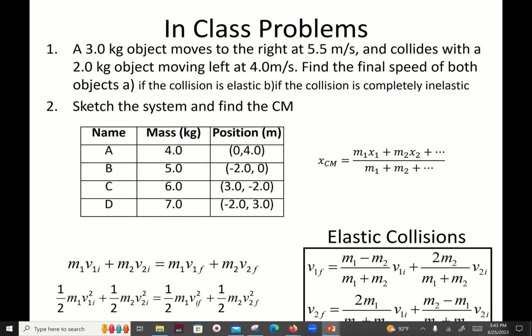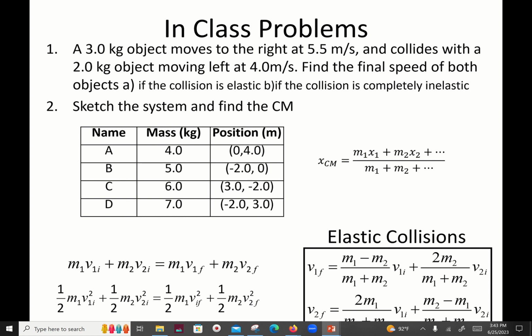So what I have you doing in today's activities are 2 things. So one is for a collision, where you've got one object moving to the right and another object moving to the left. Remember, if it's moving to the left, you need to put a negative sign for the velocity. I want you to do the same thing. Find the final speed of the objects if the collision's elastic and if it's completely inelastic. So just copy what I did there.